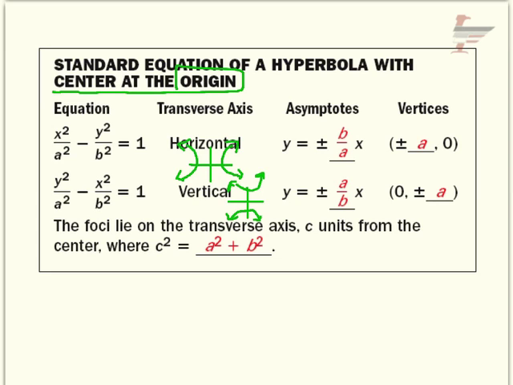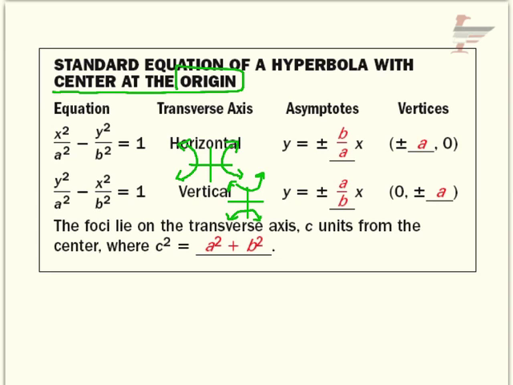However, note that the x squared and the y squared switch. So if x squared comes first, and then it's minus y squared, you have a horizontal hyperbola. If the y squared comes first, and then you subtract the x squared, you have a vertical hyperbola. That makes sense because the order of subtraction is important, so if I switch the x and y around, that's going to make a difference in my horizontal versus vertical hyperbola.